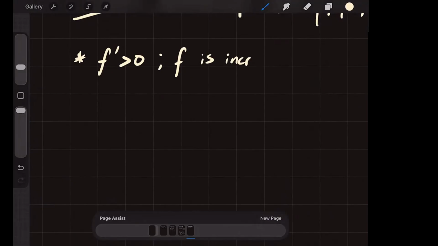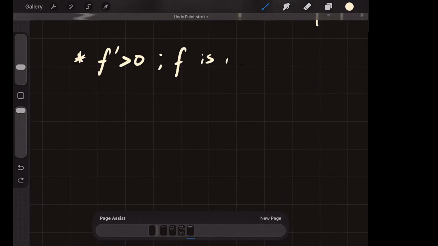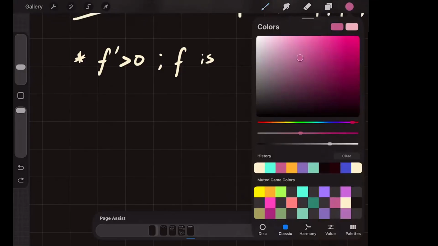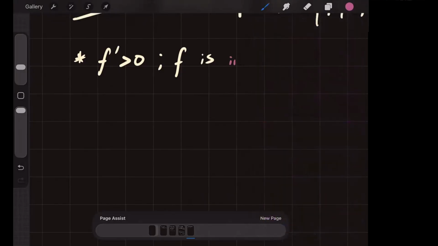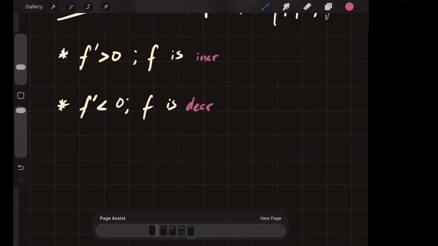Easy enough, right? In fact, what I'll do is I'll handle this in pink. I'll write this in pink. When f prime is greater than 0, f is increasing. We also know that when f prime is less than 0, f is decreasing. Okay. So this tells us the relationship between f and f prime.